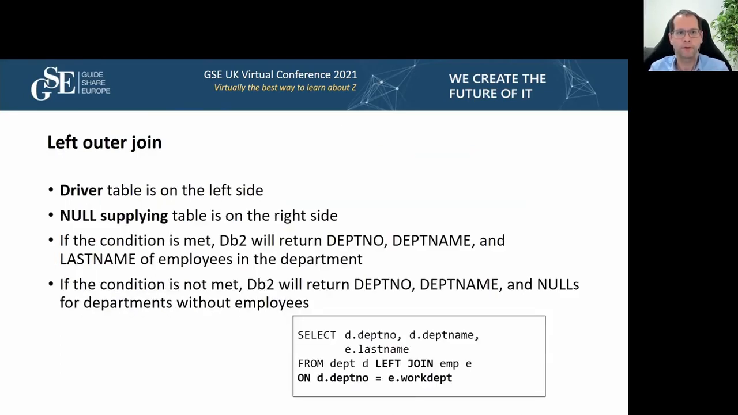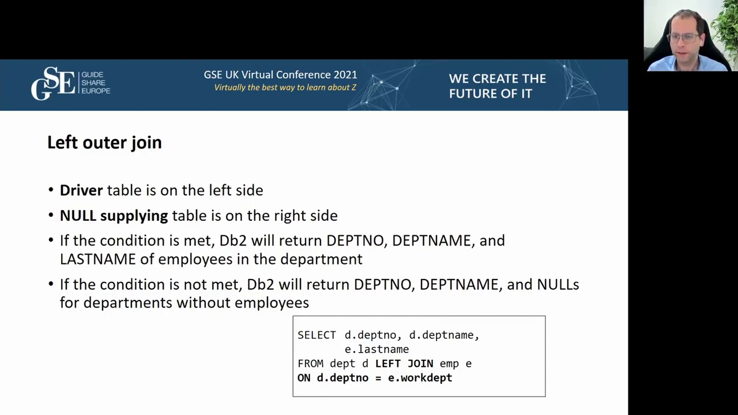Okay, all right. So now let's talk about left outer join. Now the driver table is on the left side, and the null supplying table is on the right side. Why null supplying? It means that when there is no match on that row, the right table will just supply the null values for those columns. Example at the bottom: we are joining department and employees, but compared to the other example, we are doing a left join instead of the inner join. What does it mean? What's the difference here?